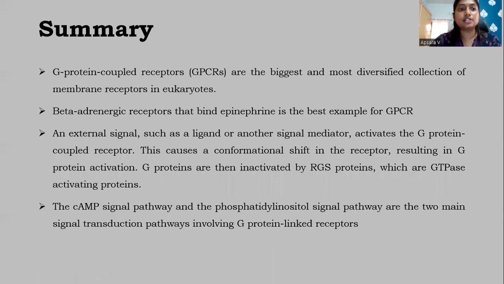To summarize, G protein coupled receptors are the biggest and most diversified collection of membrane receptors in eukaryotes. The beta adrenergic receptors that bind epinephrine are the best example of GPCRs. An external signal such as a ligand or another signal mediator activates the G protein coupled receptor. This causes a conformational shift in the receptor resulting in G protein activation. G proteins are then inactivated by RGS proteins, which are GTPase activating proteins. The cAMP signal pathway and the phosphatidylinositol signal pathway are the two main signal transduction pathways involving G protein linked receptors.